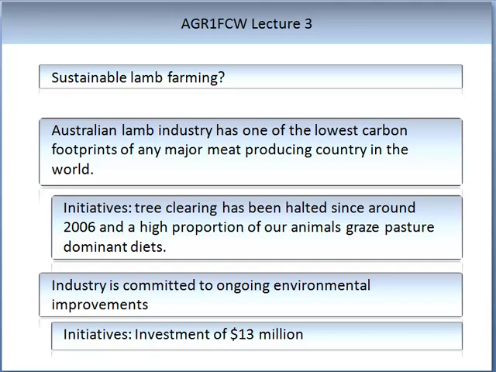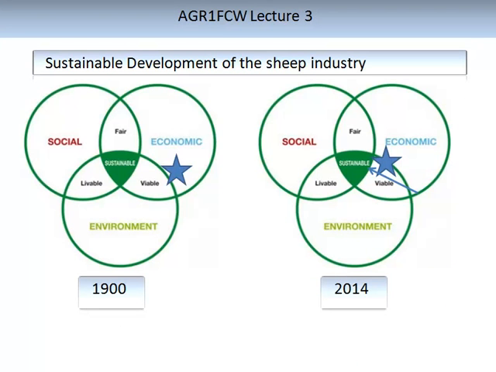If we review now, is the industry currently sustainable? The answer is it is definitely moving towards a more sustainable industry. So, let us use the theory of sustainability and the three-pronged approach, social, economic and environmental, to compare the Australian sheep industry in the 1900s compared to modern day.